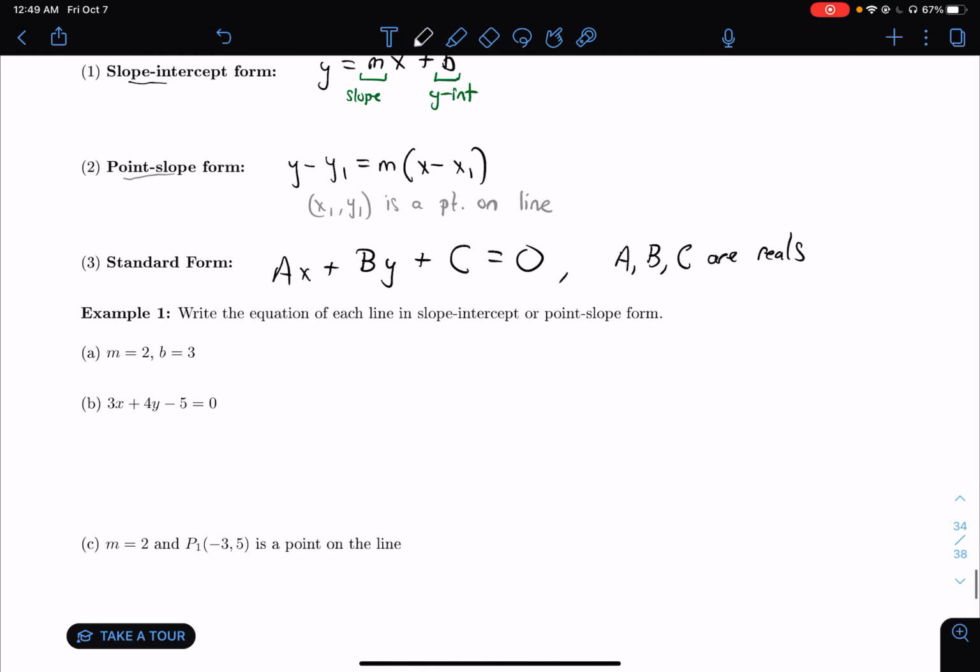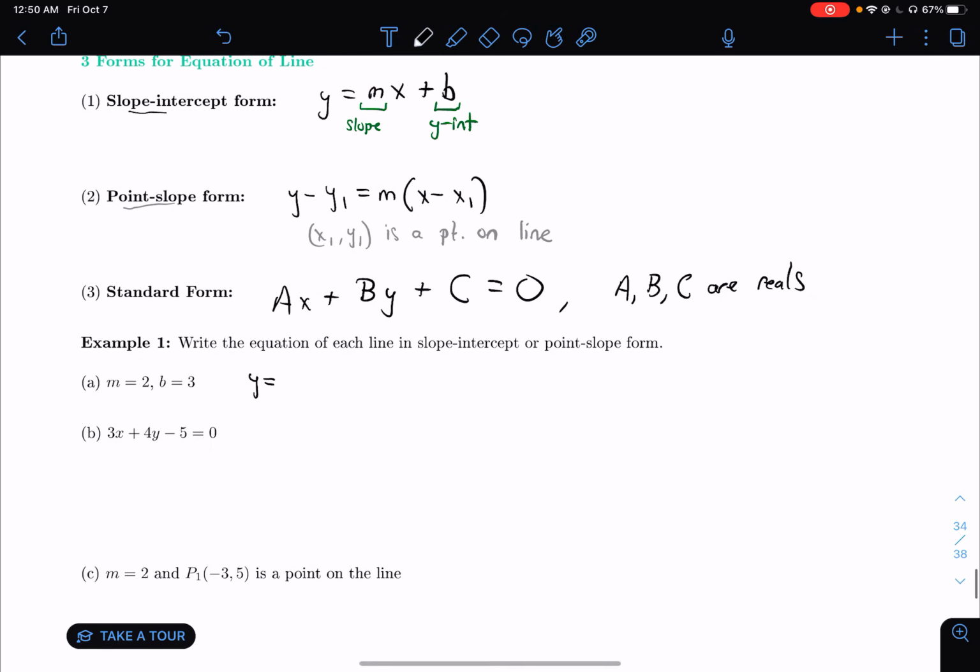All right, let's do an example. Example 1: I want to write the equation of each line either in slope-intercept form or point-slope form. Part A says I'm given m and I'm given b. This one should be super quick. If I'm given both of those, let's use y equals mx plus b. So I'll get y equals 2x plus 3. And that's my equation. That's a quick one.